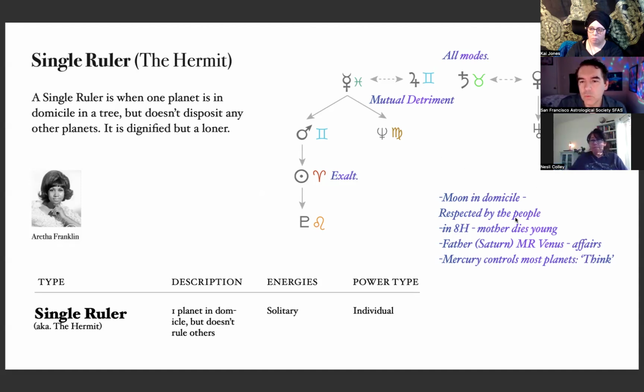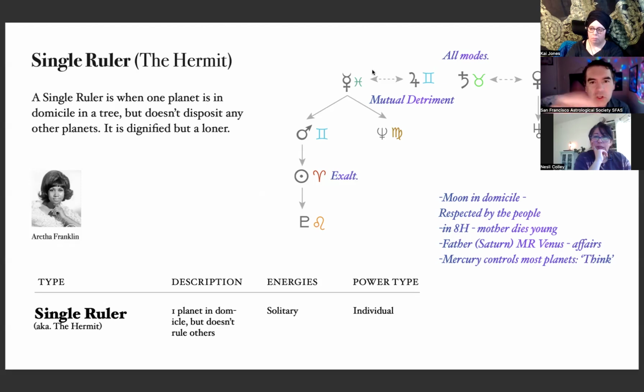So the Moon, if we take the mundane delineation, this is the people, this is popularity. There's kind of a respect and a dignity to Aretha Franklin. In fact, one of her famous songs was Respect. This Moon is in the eighth house, and her mother died young. Her father, if we take Saturn to be her father in Taurus, it's in mutual reception with this Venus in Aquarius, and he had lots of affairs that was destabilizing to the family.